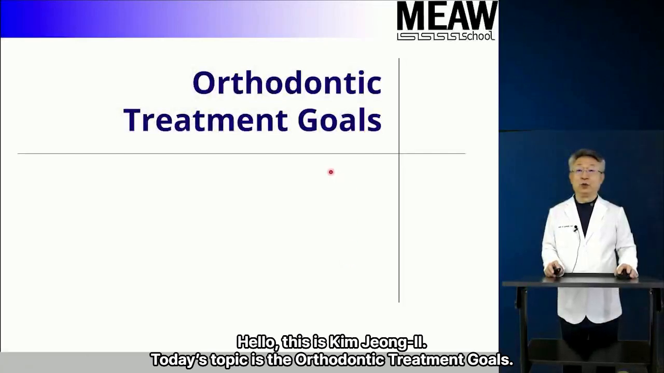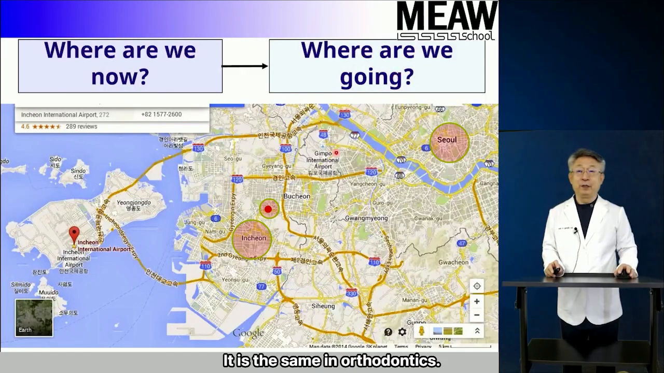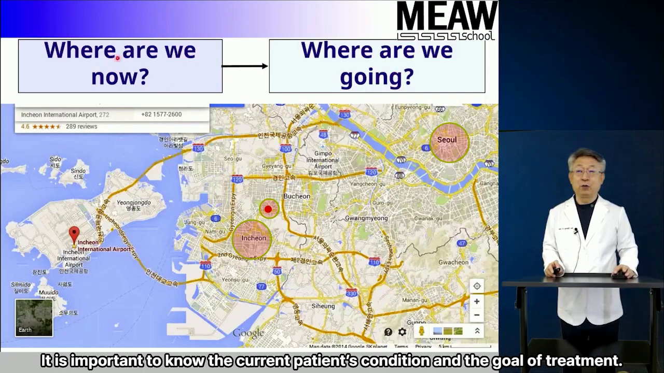Today's topic is the orthodontic treatment goals. When we are trying to go somewhere, it is important to know where we are now and where we are going. It is the same in orthodontics. It is important to know the current patient's condition and the goal of treatment.